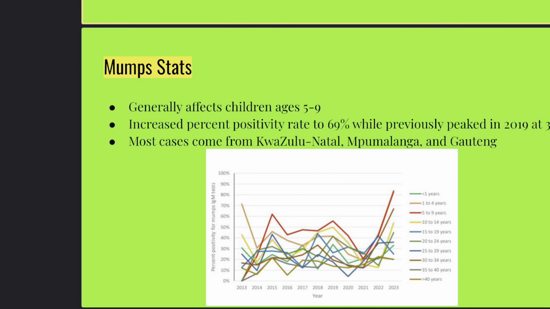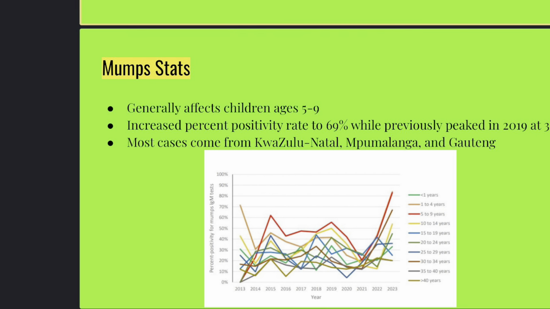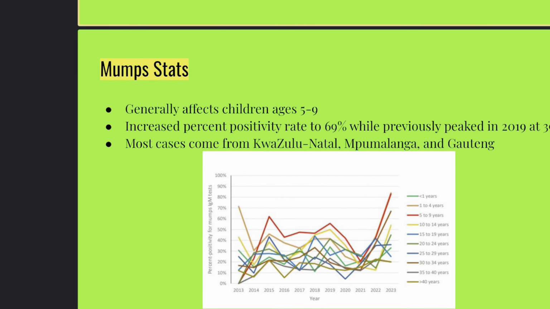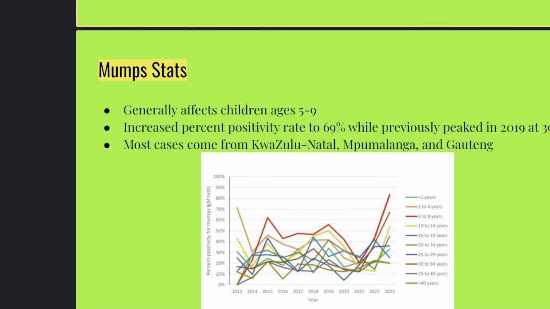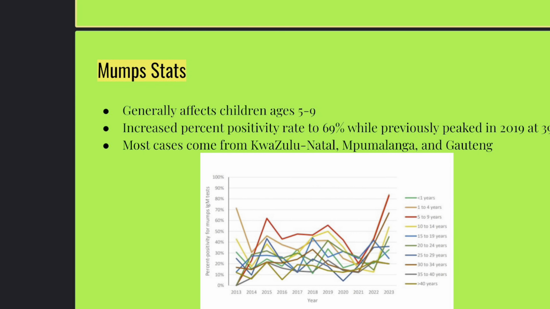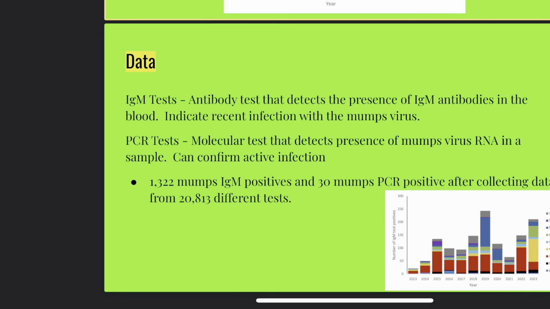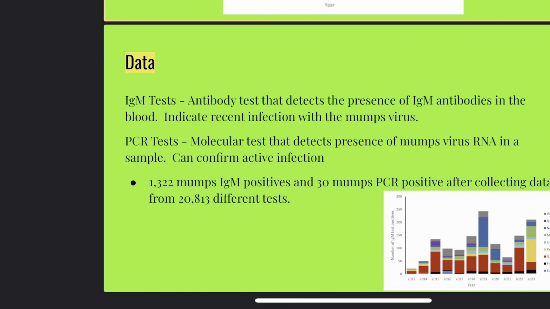In the same data, the epidemic curve shows a steady increase in positive cases starting in week 6 of 2023, with the most cases coming from KwaZulu-Natal, Mpumalanga, and Gauteng. Since vaccines aren't universally available in South Africa, the Institute recommends getting advice from a local healthcare provider if infected.